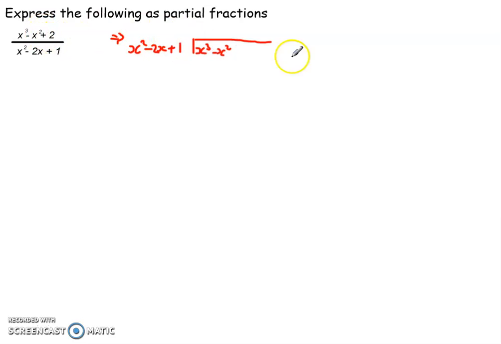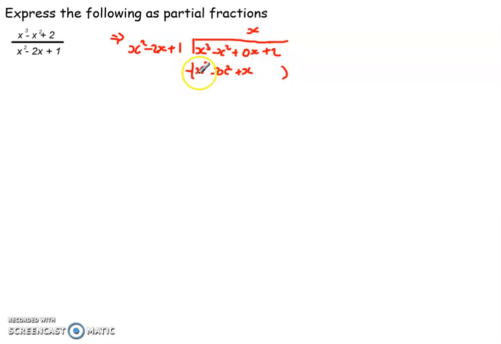Now remember, there's no x term here, so I'm going to fill that gap with a plus 0x, then plus 2. Just saves any confusion as we're working through for when we do our subtractions. So we then start working our way along. We take x squared into x cubed. So I get x, take this and multiply the whole thing here by it. So I get x cubed minus 2x squared plus x, and then I subtract them.